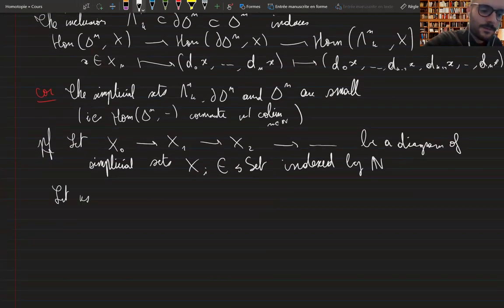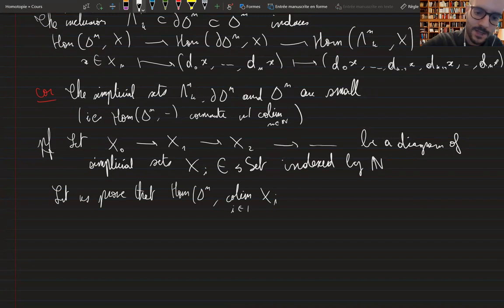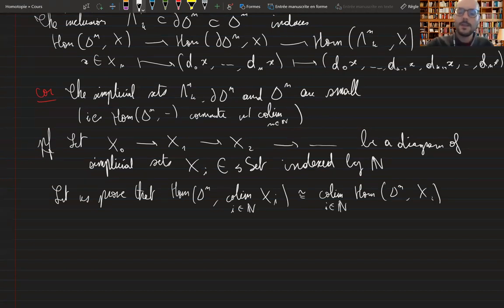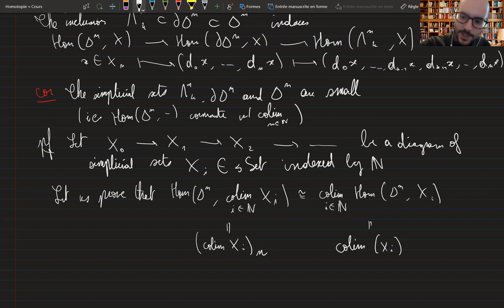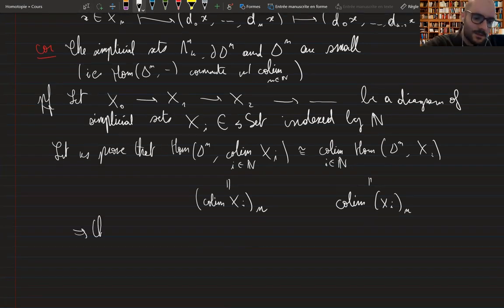So let us prove that, and you are going to see it's not that hard, Hom from delta n into the colimit of the xi, for i in n, is in bijection with the colimit for i in n of Hom from delta n into xi. Well, what is this set? By what we saw before, by the Yoneda lemma, it's simply you take the colimit of the xi and you look at what's in degree n. And here, this is the colimit of the sets given by the n simplices of xi. And these two sets are equal.